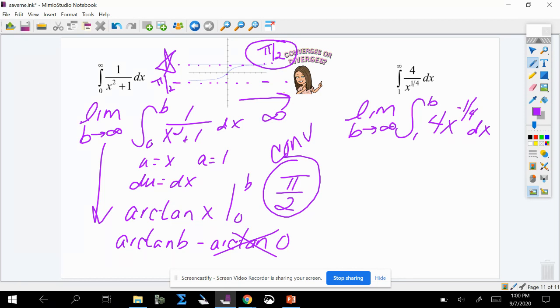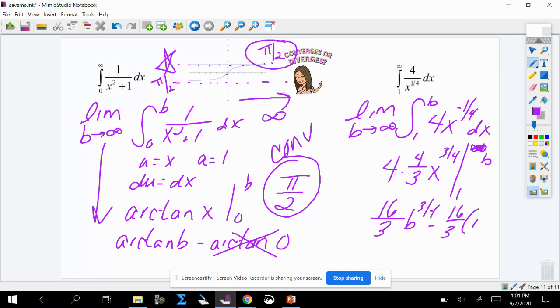And then finally, the last one. This one is just a basic power rule. So power 1 greater, so the 4 is going to stay here. Power 1 greater than negative 1/4 is 3/4. So power 1 greater divided by that power. Put my boundaries in. So I get 16/3. This should be a b, not an infinity, sorry. B to the 3/4 minus 16/3, 1 to the 3/4. 1 to the 3/4 is 1 times 16/3. This part is just going to be 16/3.